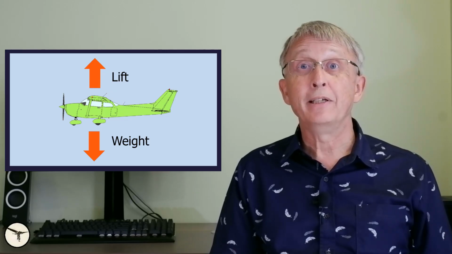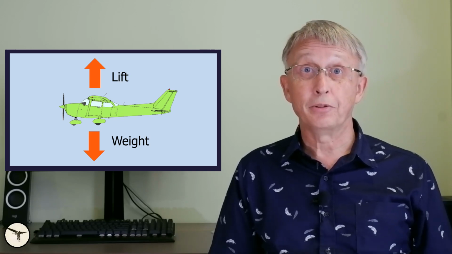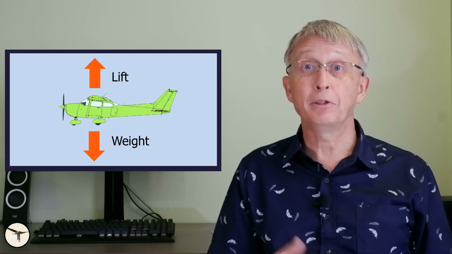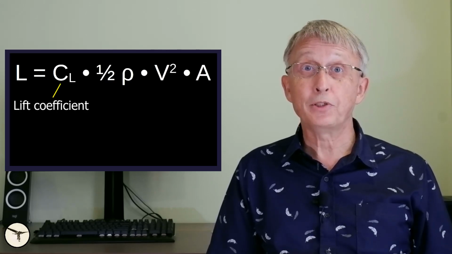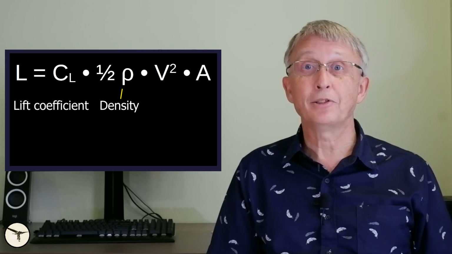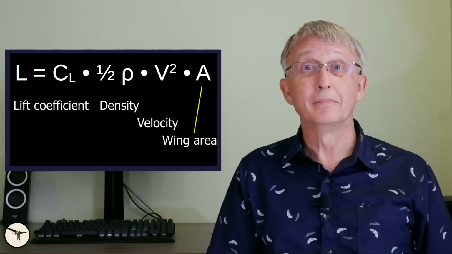Lift is a force acting in the opposite direction of the weight of the aircraft. In a steady horizontal flight, the lift force is equal to the weight of the aircraft. Lift is the lift coefficient multiplied with half the air density, multiplied with the square of the velocity, multiplied with the wing area.